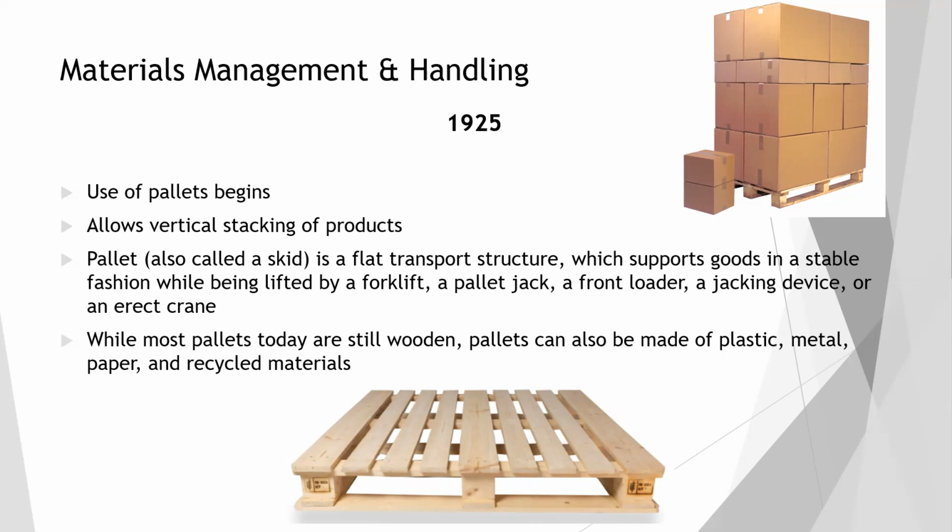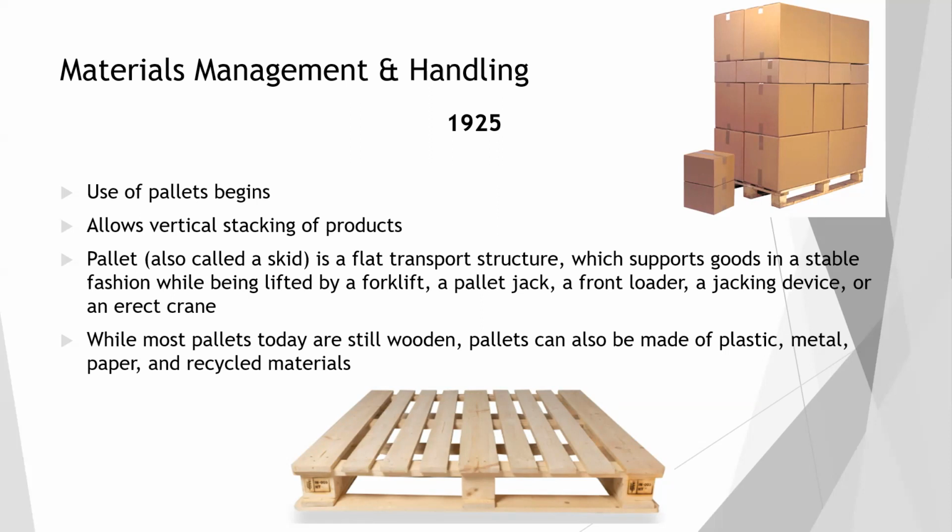Sometimes you may hear a pallet called a skid. What a pallet or a skid is, it's a very flat transportation structure which supports these goods in a very stable fashion. And usually you're going to use a pallet when you're going to be lifting things by a forklift, something called a pallet jack, a front loader or jacking device, or even some kind of crane. And I've got a picture here of a wooden pallet. Most pallets today are still made of wood, but pallets can be made from a variety of materials. They could be made from plastic, metal, paper, even certain types of recycled materials. So there's a lot of different materials that we can use to make our pallets.